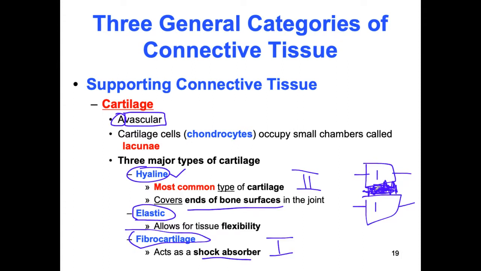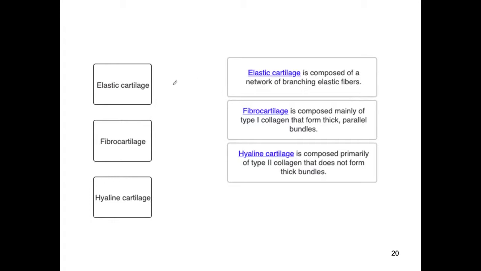The pubic symphysis, that's a vertical disc going up and down where the two pubic bones come together. And then in the knee, the medial and lateral menisci are also fibrocartilage. But all of these cartilages are avascular once again, poor blood supply. Okay, I've seen this pop up. You have to drag and drop elastic cartilage, fibrocartilage, and hyaline cartilage to the description.